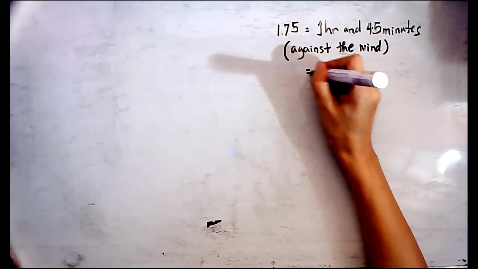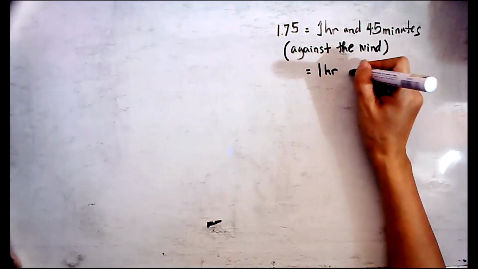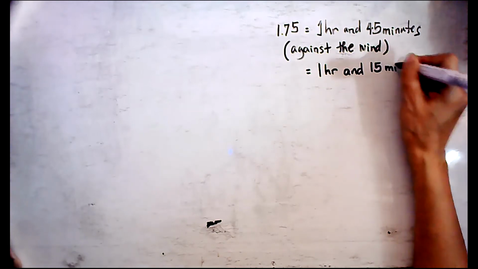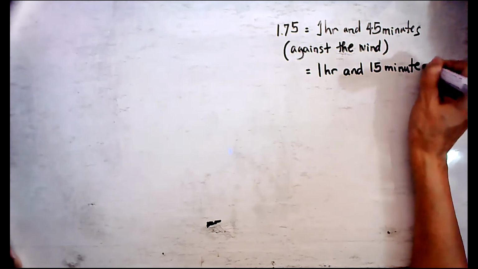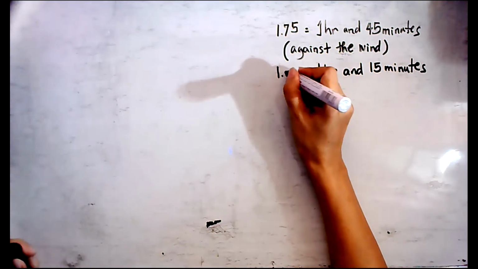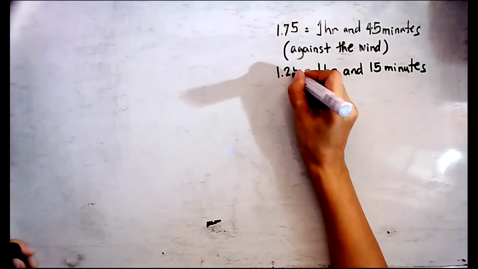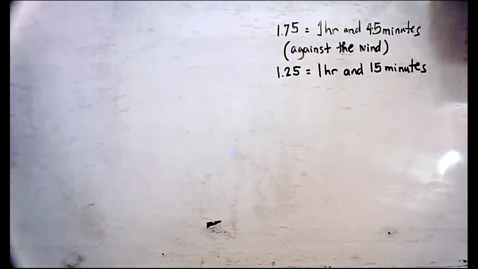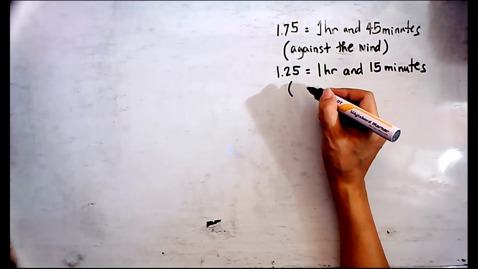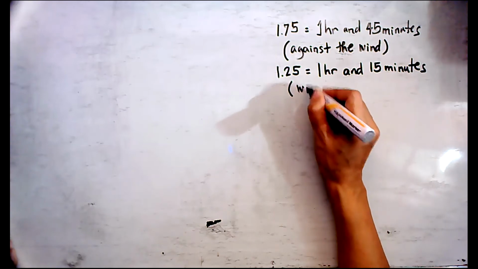So that is 1 hour and 15 minutes. If you are going to convert this into hours, 15 minutes is simply 25% of 1 hour, or that's equivalent to 1.25 hours. If the airplane will be traveling with the wind.